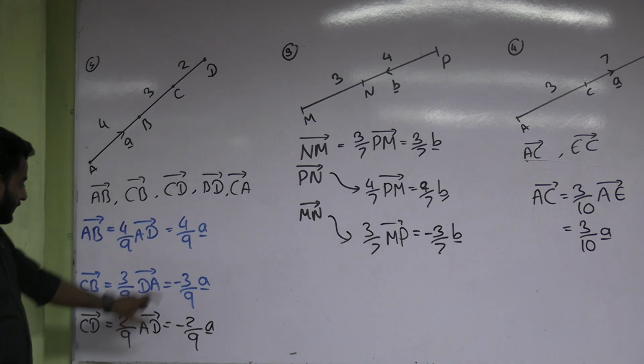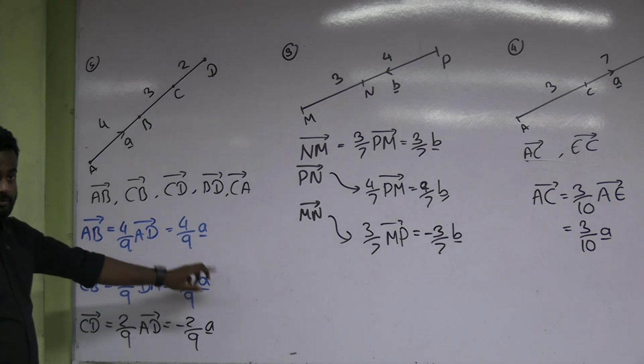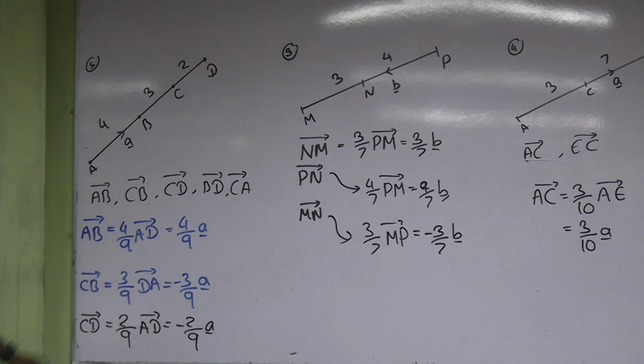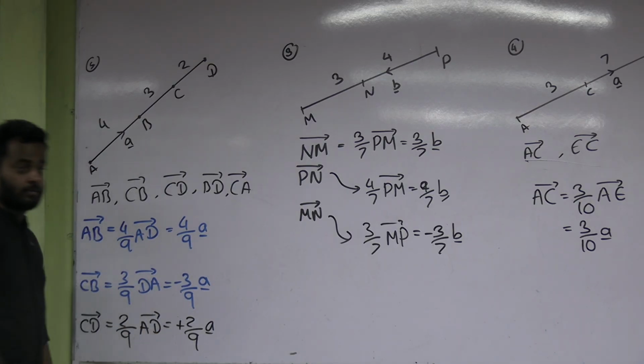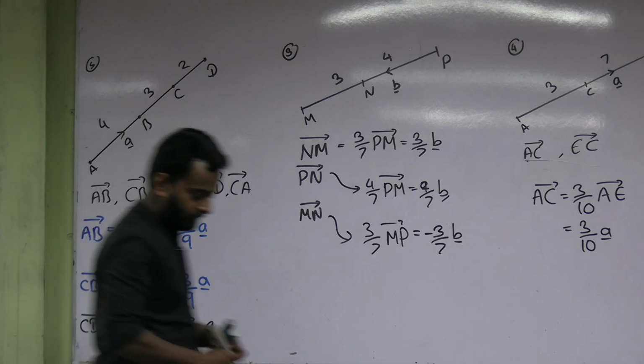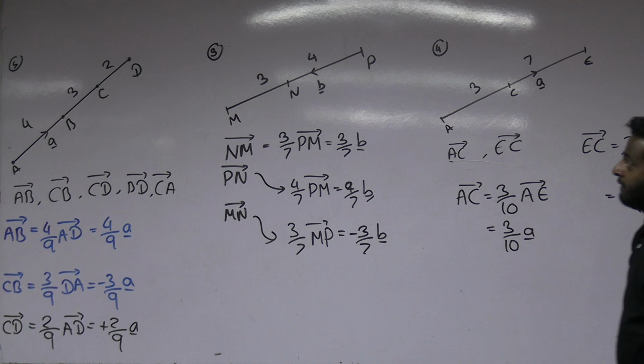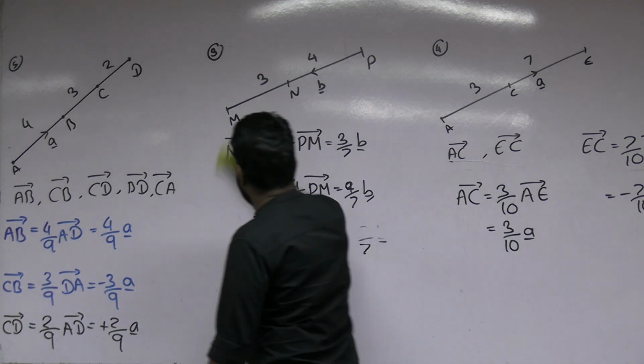Okay, so we can simplify this. This can be written as minus 1 over 3. This should be plus AD. Yeah, this should be plus. Right. So CD should be positive. CD should be positive. And then BD, the vector BD.